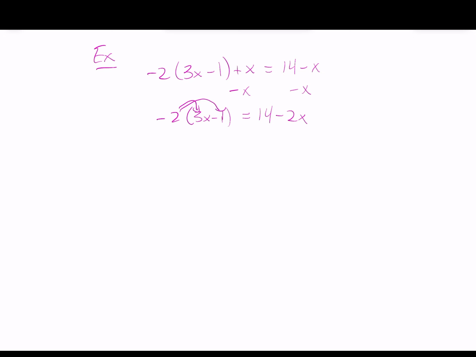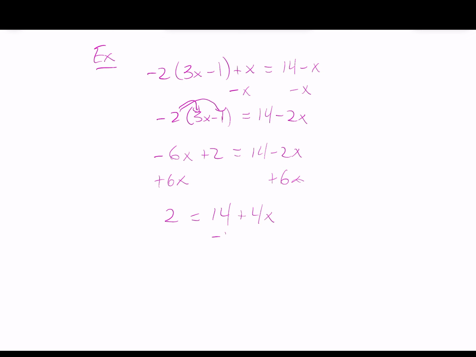So -2 times 3x is -6x. -2 times -1 is plus 2, is equal to 14 minus 2x. Okay, so I want to add the smaller value, the one farthest away, on the left. So I'm going to add 6x to both sides. That leaves me with 2 is equal to 14. -2 plus 6x is plus 4x.